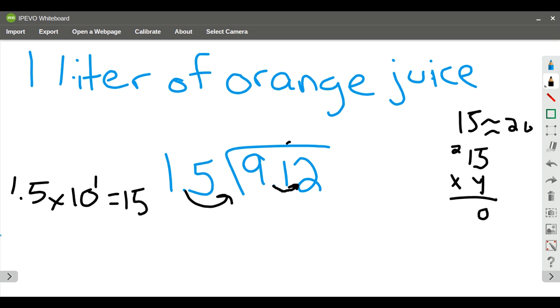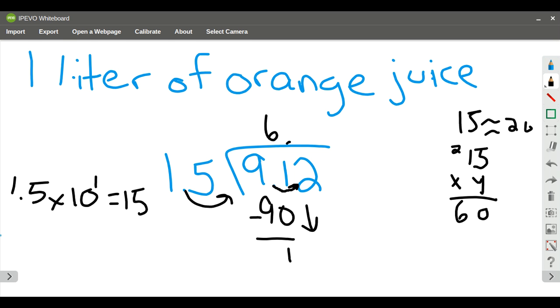I'm going to regroup the 2. 4 times 1 is 4 plus 2 is going to be 6, which is going to be 60. So I'm about 30 away at this point in time. If I'm 30 away, that means I'm going to go to 6. 15 times 6 is going to be 90. So then I'm going to subtract. I have 1 left over.